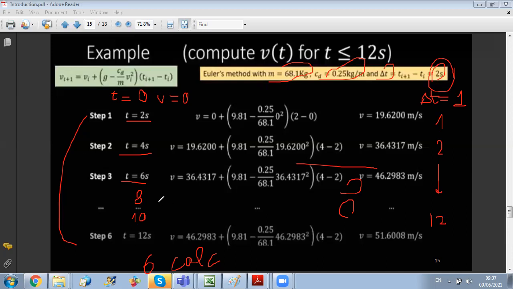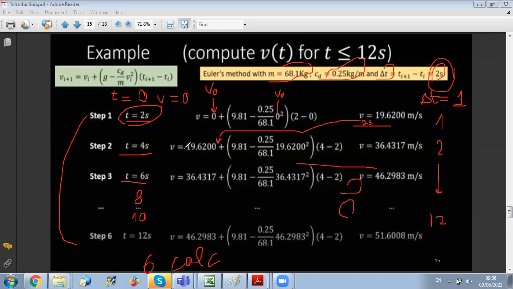So to proceed, all we have to do is start at t equal 2 seconds. We have v at 0 is known, so we replace v0 here, plus g minus cd over m times v0 squared, times 2 minus 0. Now what will change from one step to the other is just the velocity. So now you got the velocity at 2 seconds. You will use it in the next step.